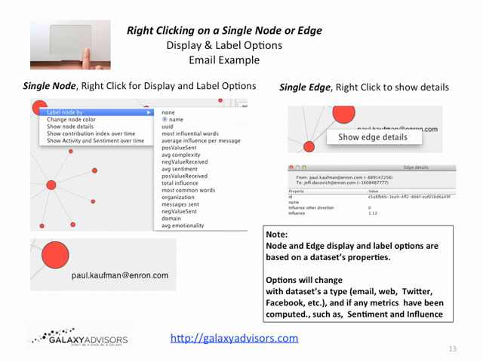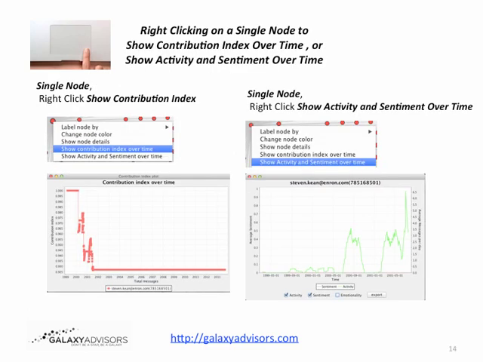Here on the right, I'm going to show you a single edge. I'm going to right click on that, and it's going to look at that particular email from Paul Kaufman to Jeff. And again, the node and edge display options are based upon the dataset properties. The options are going to change with the dataset type, such as email, web, Twitter, Facebook, etc., and if any metrics have been computed, such as sentiment and influence. But again, you have them all available with a single click on your graph.